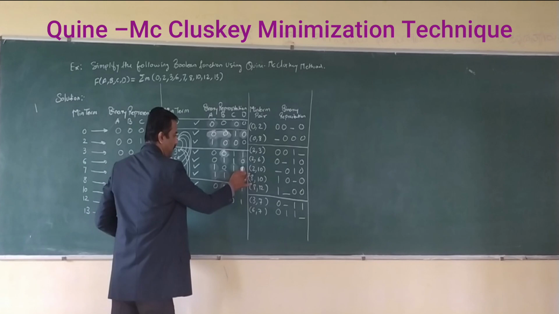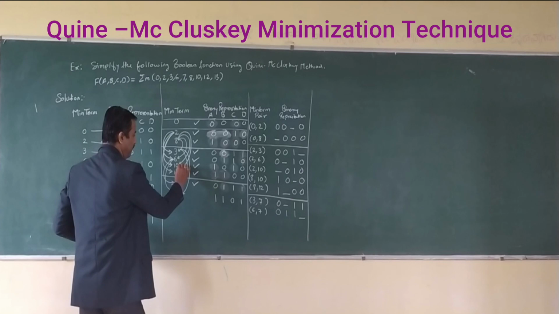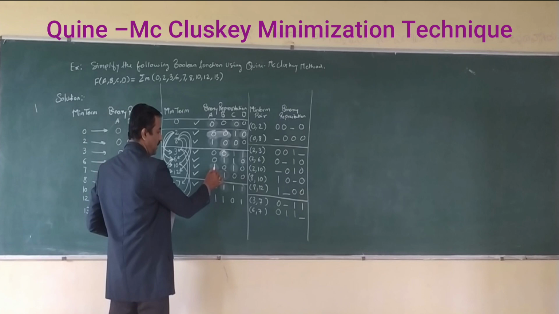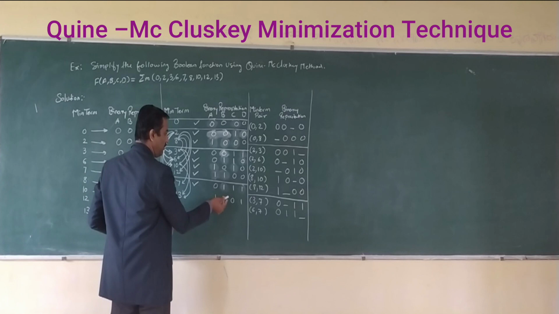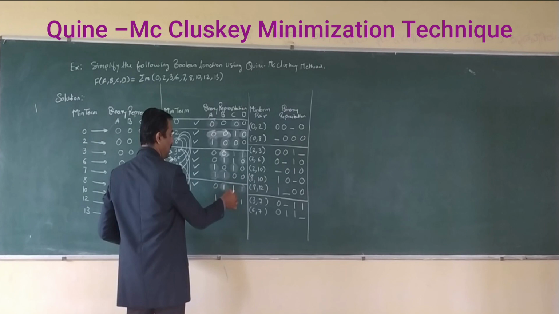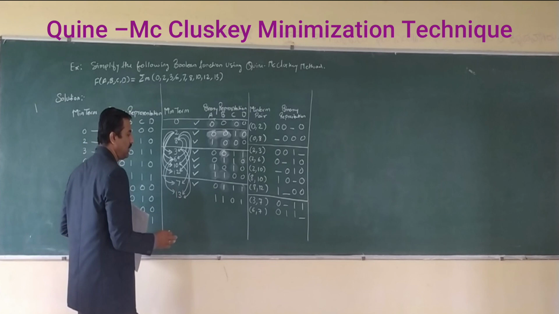Let me compare 10 and 13. So when I compare 10 and 13, let me check if they change by 1 bit position. 1, 1: the first column bits are the same. 0, 1: the second column bits are also changing. So third one, 1, 0. Again, it is changing in two positions. So 10, 13 is not possible.